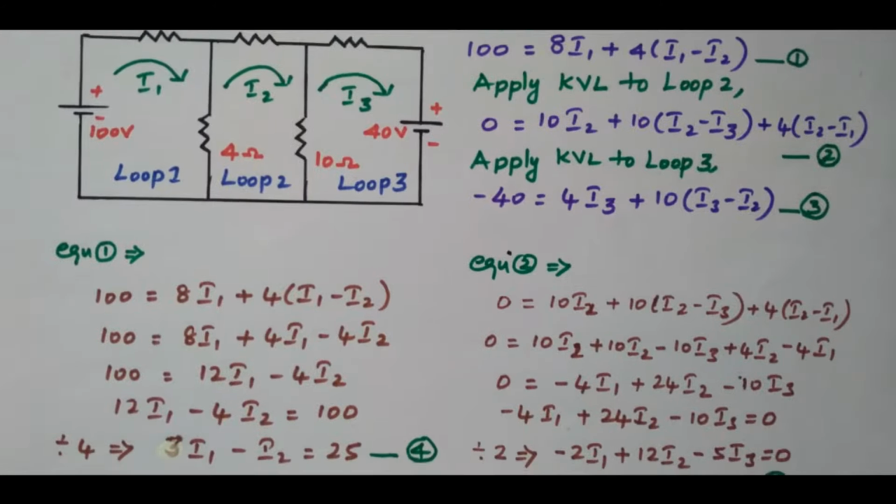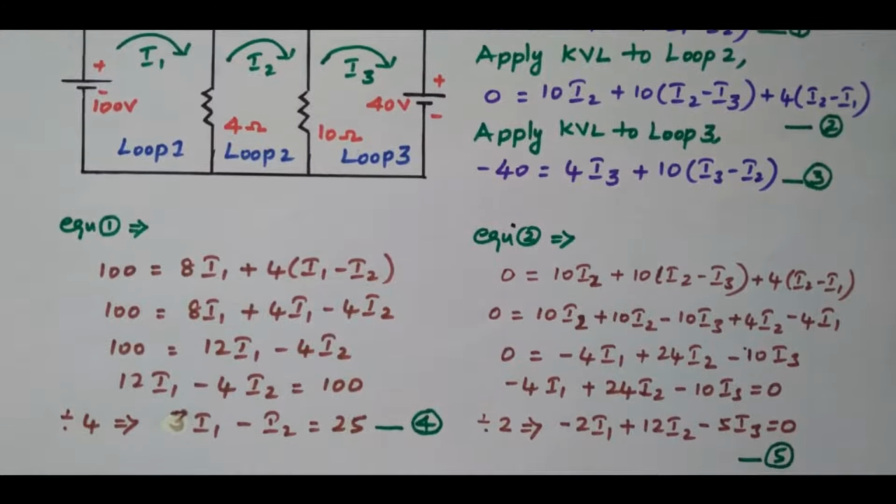Now we can divide this equation by 4. Here 12 and 400 are divisible by 4, so we can go for further simplification. The entire equation is divided by 4. So 12 divided by 4 is 3, 4 divided by 4 is 1, 100 divided by 4 is 25. So equation 1 is now simplified into the form that we consider as equation number 4: 3i1 minus i2 equal to 25.